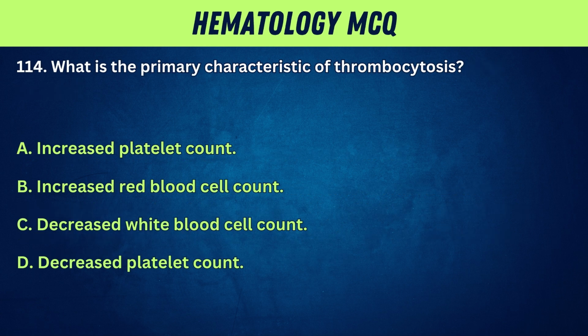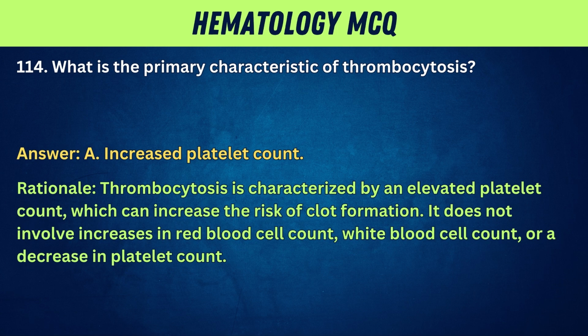114. What is the primary characteristic of thrombocytosis? A. Increased platelet count. B. Increased red blood cell count. C. Decreased white blood cell count. D. Decreased platelet count. Answer: A. Increased platelet count. Rationale: thrombocytosis is characterized by an elevated platelet count, which can increase the risk of clot formation. It does not involve increases in red blood cell count, white blood cell count, or a decrease in platelet count.